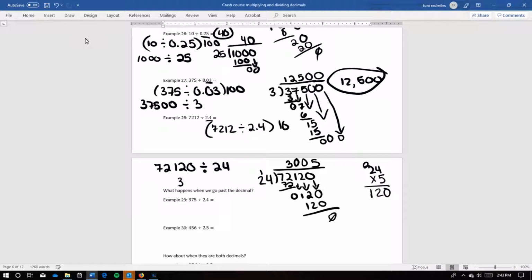Now let's look at this answer. Look at this, 3005, and we started with 7,212, but our beginning number was 2.4. So I have a whole number and a fractional value less than 1. So I'm grouping things into 2's, and then I'm cutting those into 0.4. Okay, so I'm doing both.